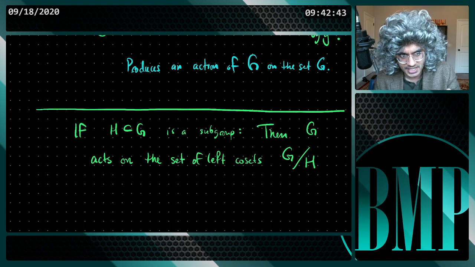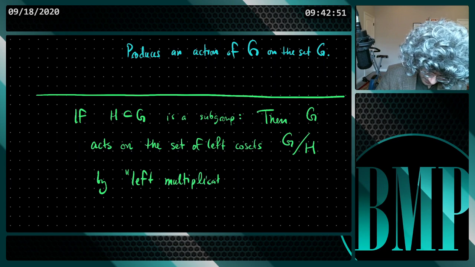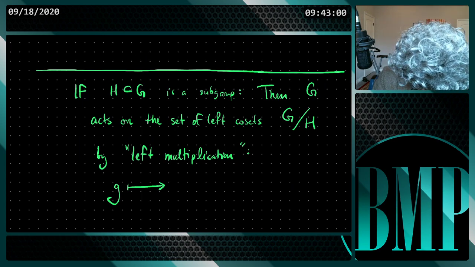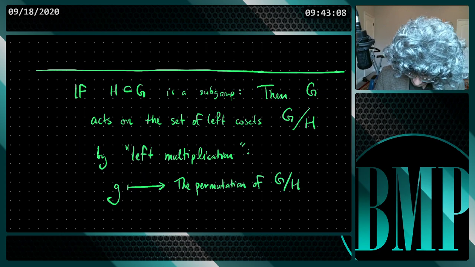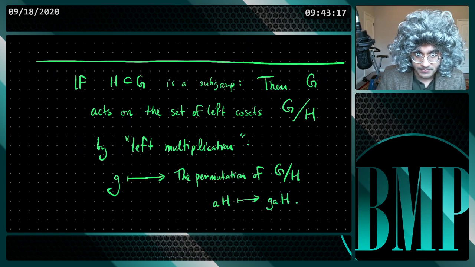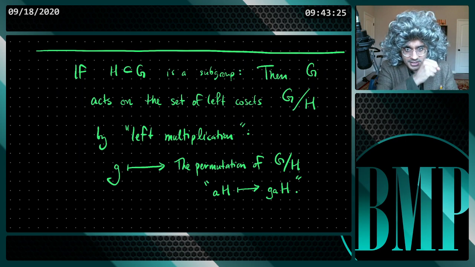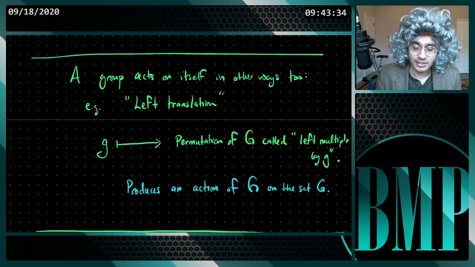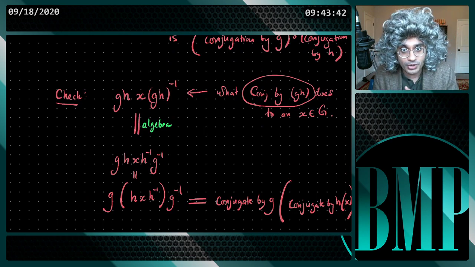If H is a subgroup, then G acts on the set of left cosets by left multiplication again. In other words, an element in the group is sent to the permutation of the cosets, the permutation of GH, which is like this. A coset gets sent to this coset. So the group scrambles the left cosets around via left multiplication. The group scrambles itself around via left multiplication. But the group also scrambles itself around via conjugation. And there's a very important distinction.